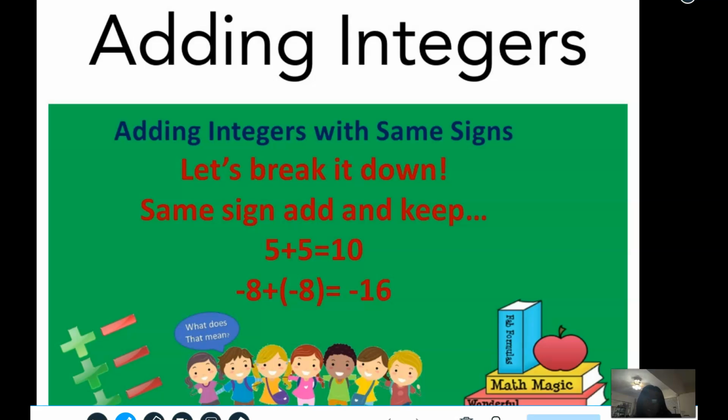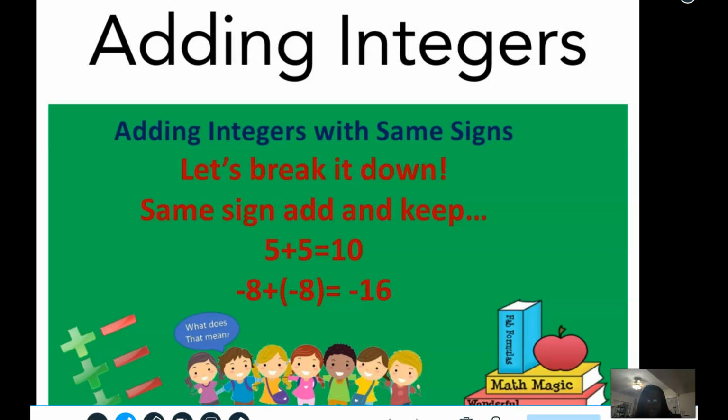So according to our first line of the song and the rules of math, when the signs are the same, we simply add and keep. So same sign, add and keep. What that means is same sign, either both numbers are going to be positive or both numbers will be negative. If this is the case, you simply add the numbers together and then keep the sign that both of the numbers have. So in our example, we have a positive 5 plus a positive 5. We add those numbers together, we get 10. Since both numbers are positive, our answer is going to be positive. We keep the positive sign.